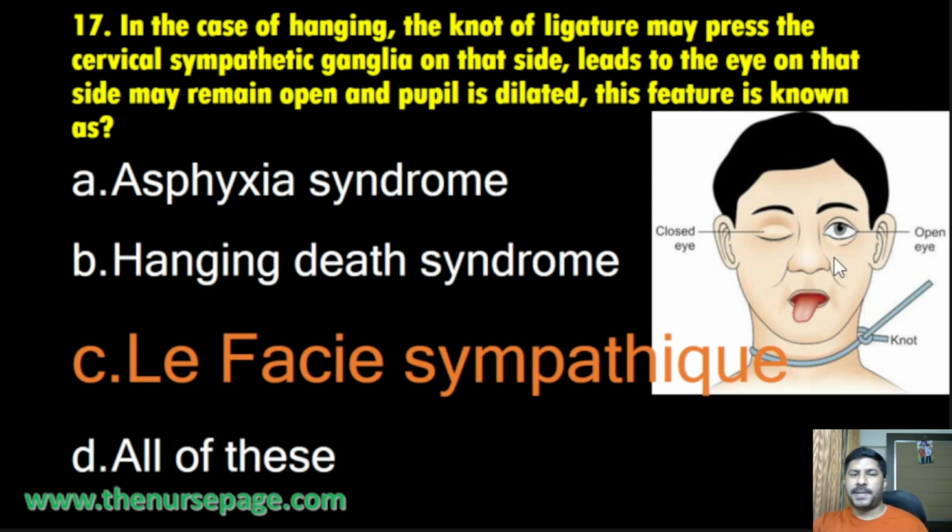Lay facie sympathic means due to hanging, the cervical sympathetic ganglia will be compressed due to the knot, and the eye of that side will be open and the pupil will be dilated. That feature is known as lay facie sympathic.